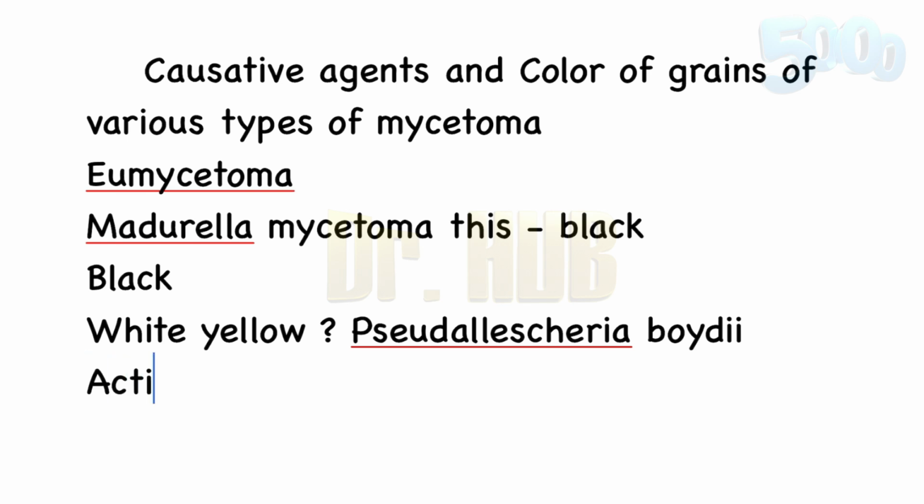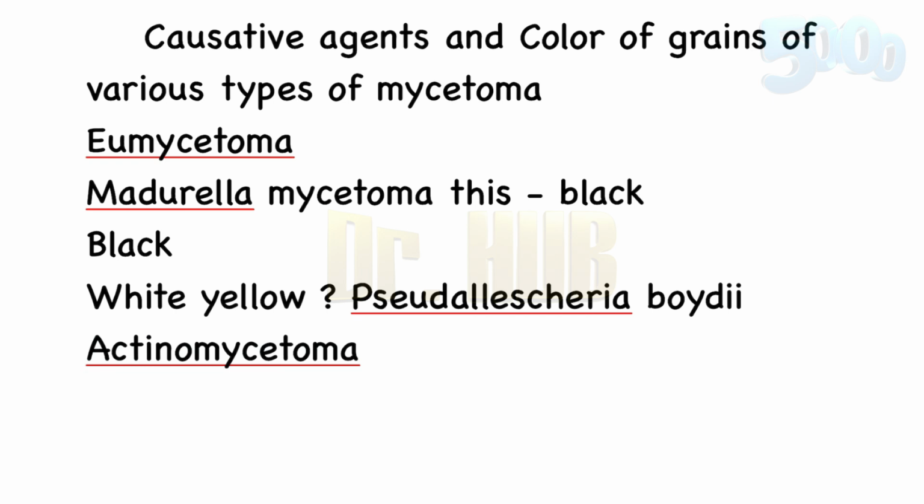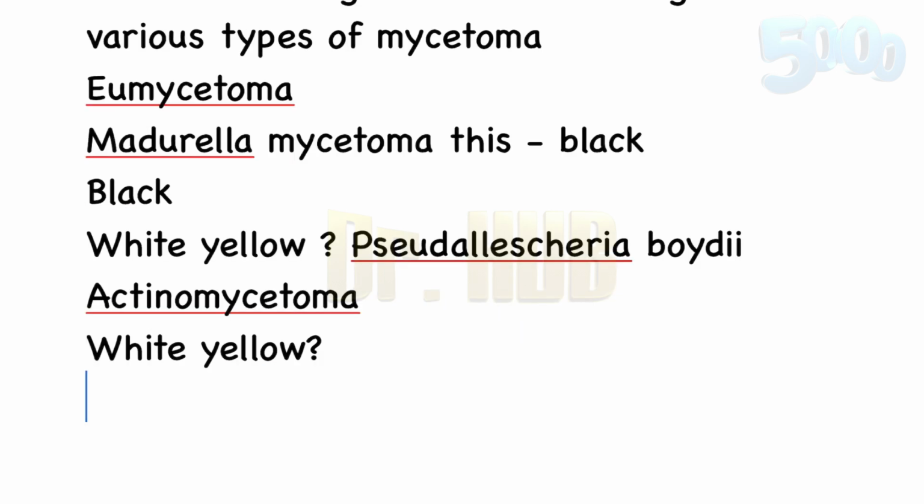Then we move on to the actinomycetoma. Actinomycetoma, this is Actinomadura madurae. Actinomadura madurae, this is white yellow in color. Whereas in eumycetoma, the Madurella mycetomatis was black in color. So here the Actinomadura madurae is white yellow. So what is the other one in white yellow? It is the Actinomadura madurae.